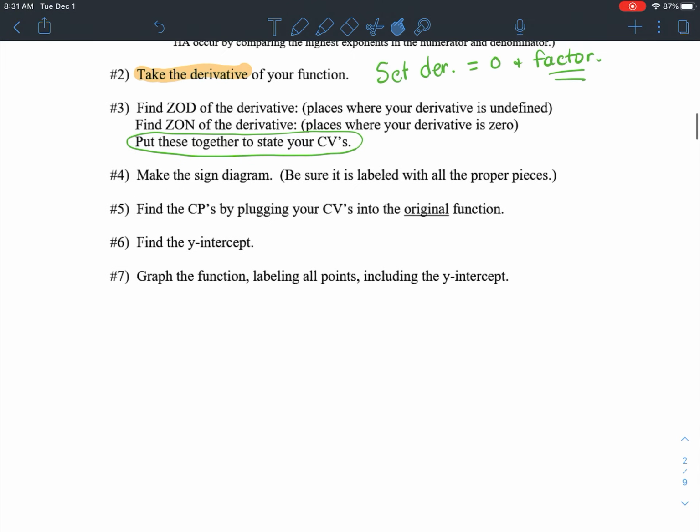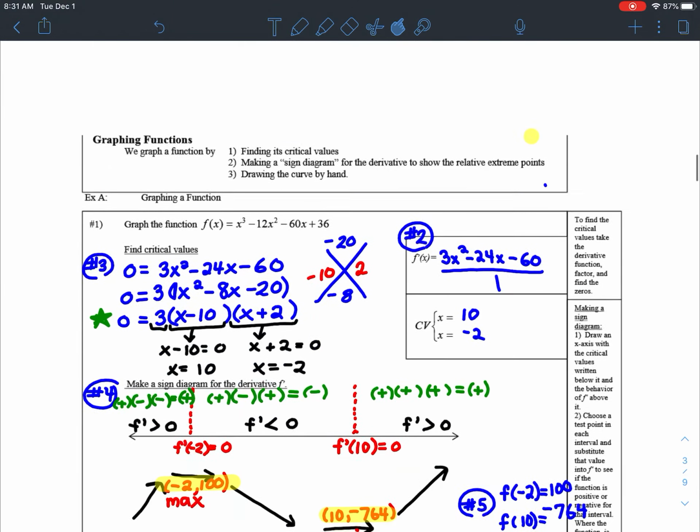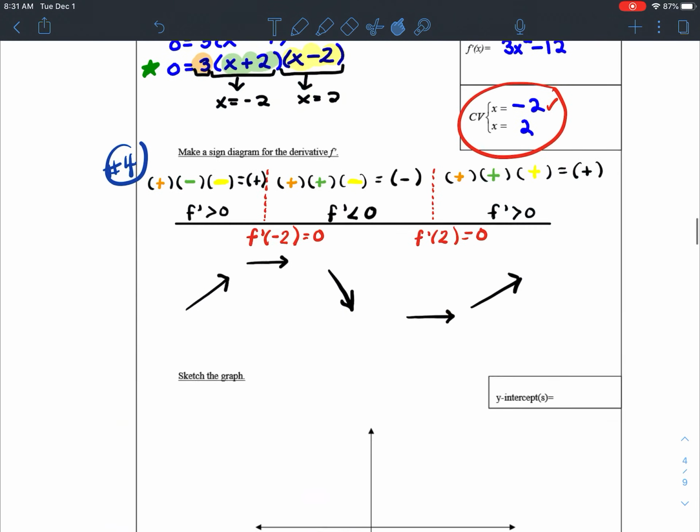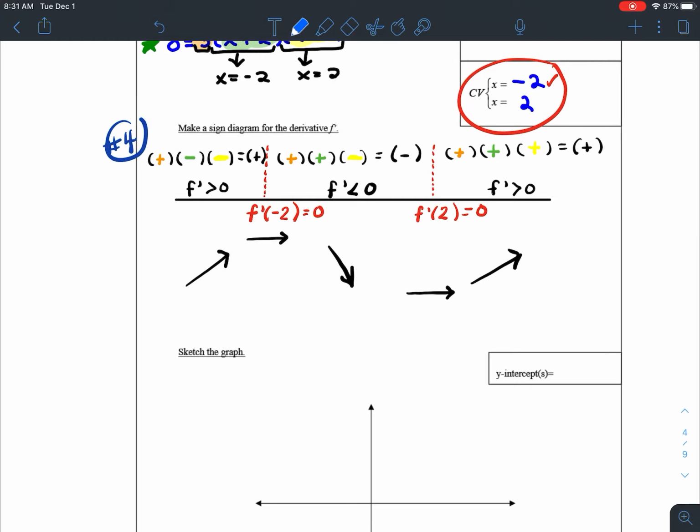Step number 5, I'm just going to flip back here so we can see that step number 5 is when we actually find the critical points, like the y values that go with those x values, by plugging the critical values into the original function. Very important that you're plugging those into the original function here.